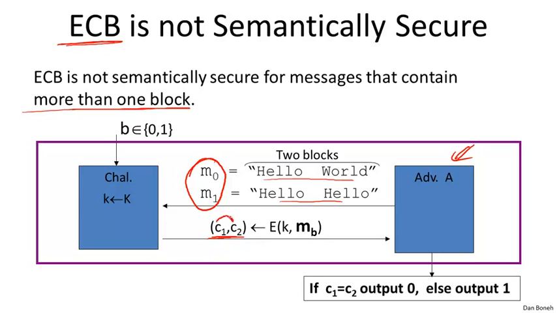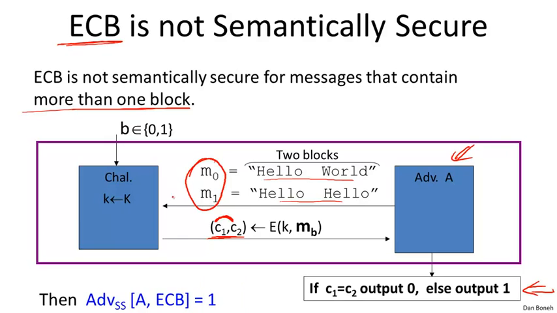And then if the two ciphertext blocks are the same, then the adversary knows that he received an encryption of the message "hello, hello." And if they're different, he knows that he received an encryption of the message "hello, world." Okay, so he just follows the simple strategy here. If you think about it for a second, you'll see what his advantage is. So what is the advantage?